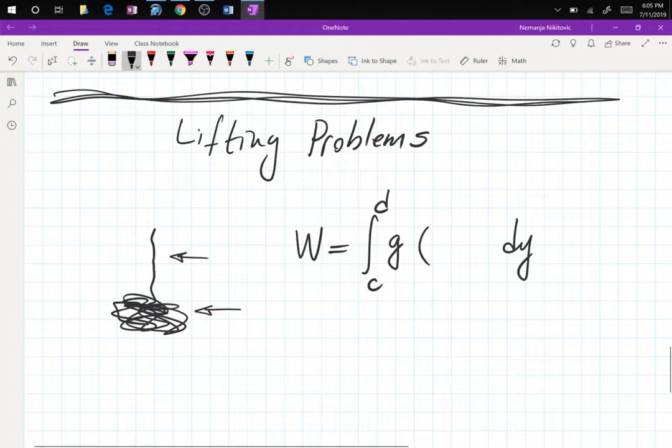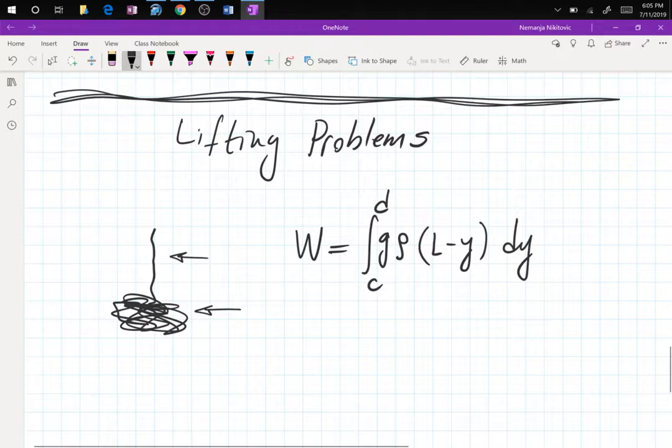And now you have to lift this to certain height. So I'm just going to say, I don't want to use A, L minus Y. L minus Y. And, I forgot rho. Rho dy is the mass. G is a constant, so we don't worry about G. Rho dy is the mass.